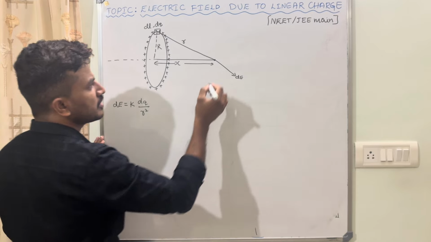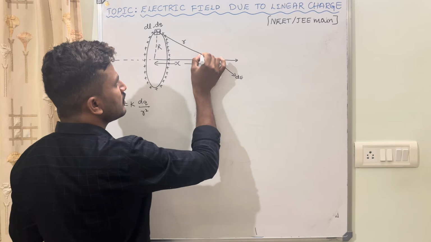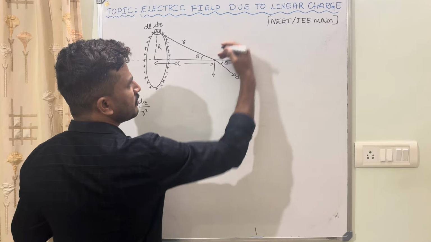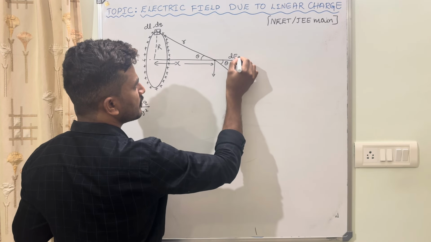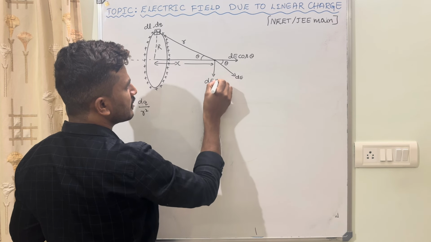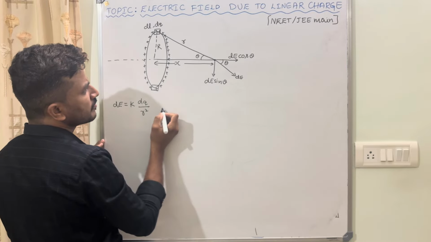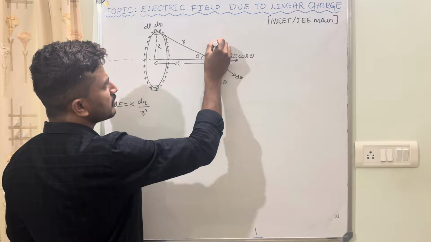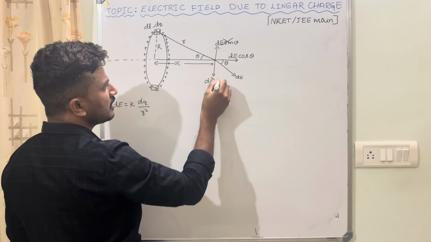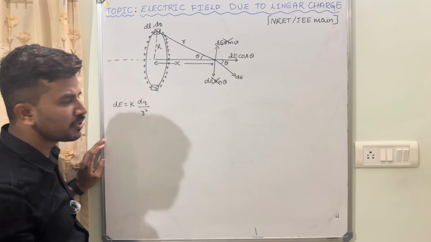Now I need to consider the components in this direction and in this direction. If this is some theta, this is also theta, this side we get dE cos theta. This side we get dE sin theta. If I consider one more charge component here, the electric field will be upwards, dE sin theta. That means the dE sin theta components get cancelled everywhere because of the complete loop.